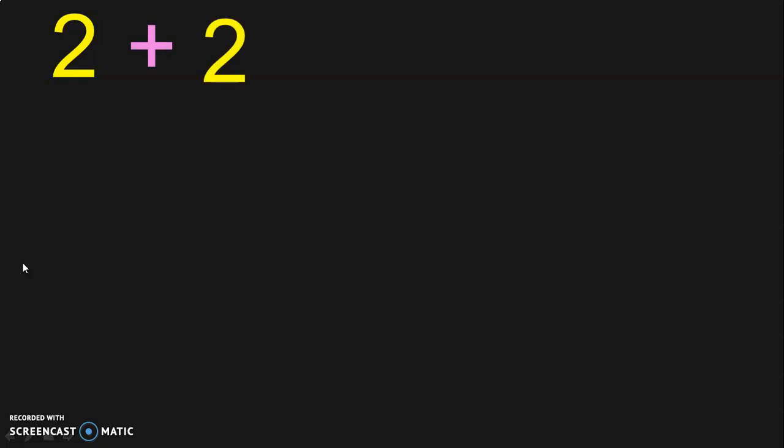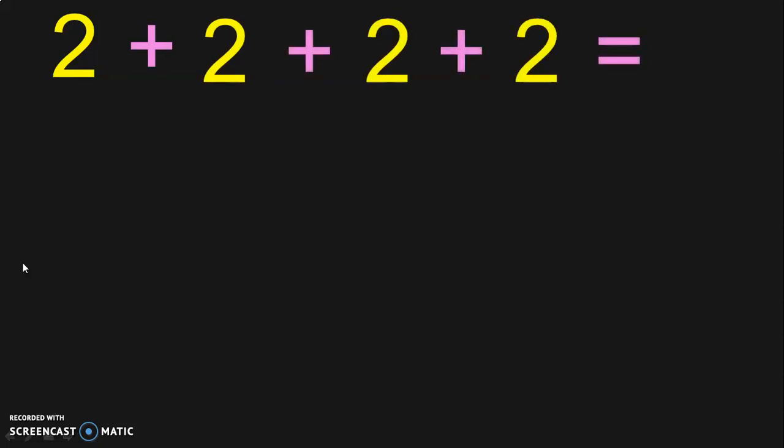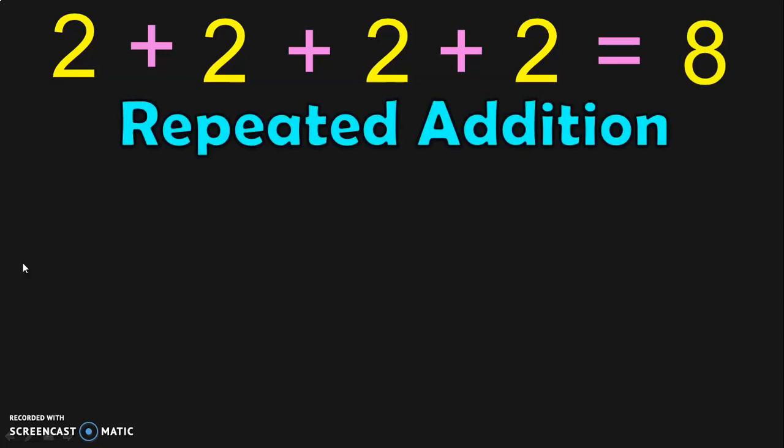So, let me repeat this again for your better understanding. What did we do in this case? We did 2 plus 2 plus 2 plus 2, which gave you the answer 8. This is called as repeated addition. This is the addition statement for the activity that we did.